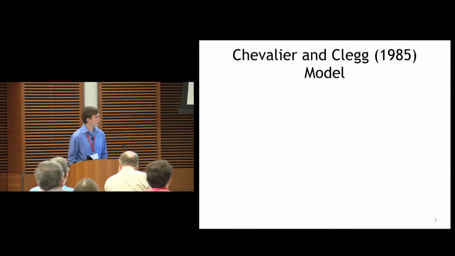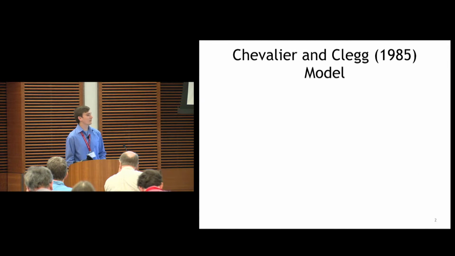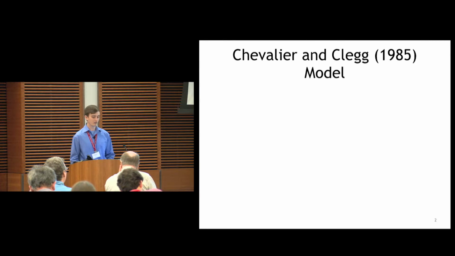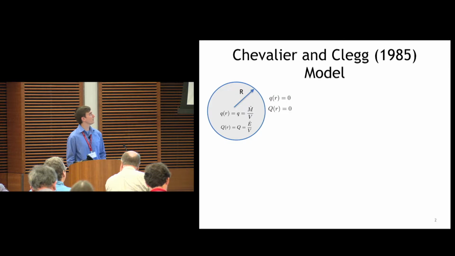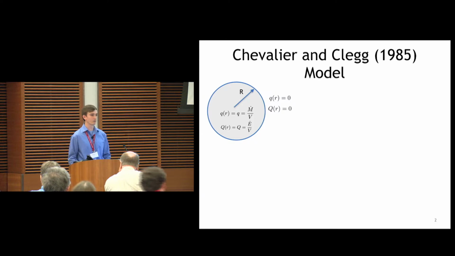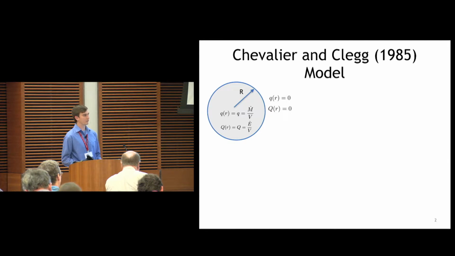So the model I'm going to tell you about is based on the 1985 Chevalier and Clegg model. This model is spherically symmetric, so a 1D model of galactic outflows, where there's a constant rate of mass and energy injection into the outflow from supernovae. And this occurs out until some radius R, big R, which is the radius of the galaxy or radius of the starburst region. And then after this radius, the mass and energy injection drops to 0.